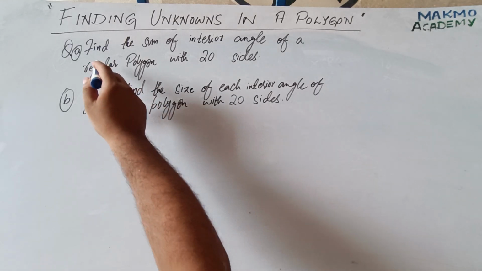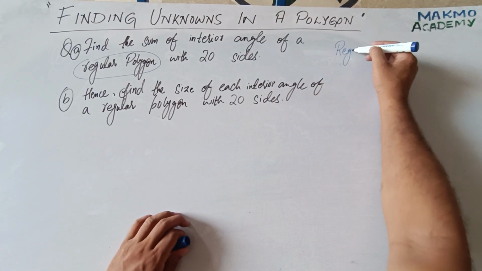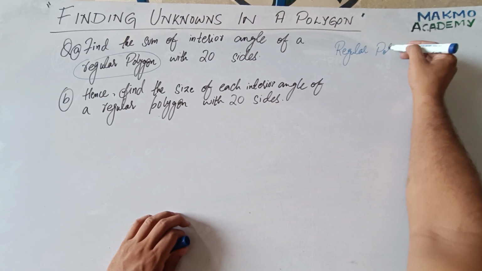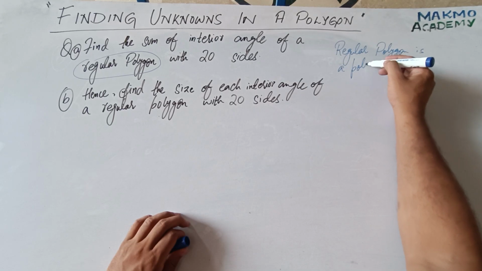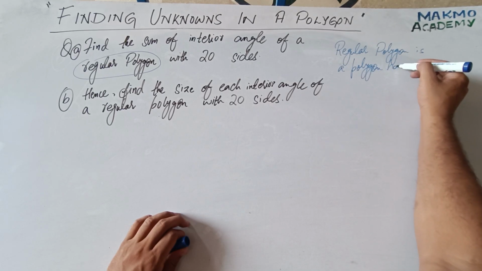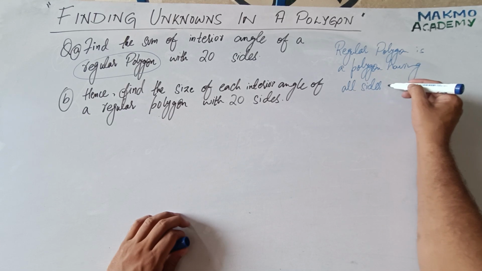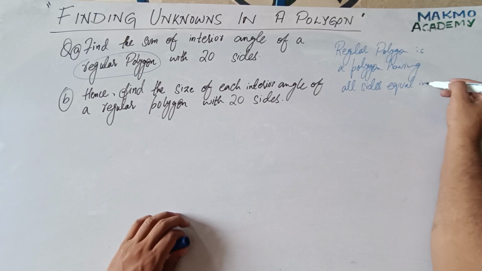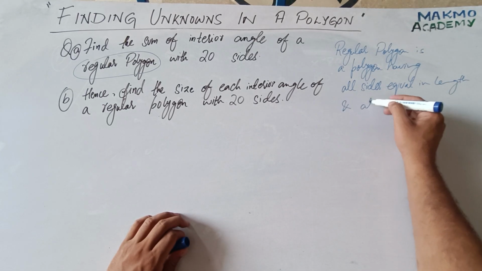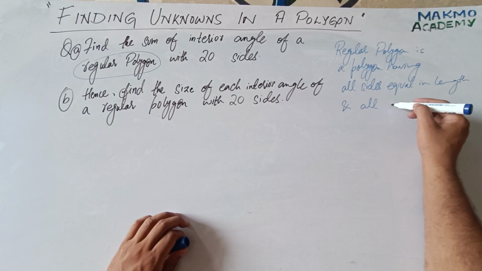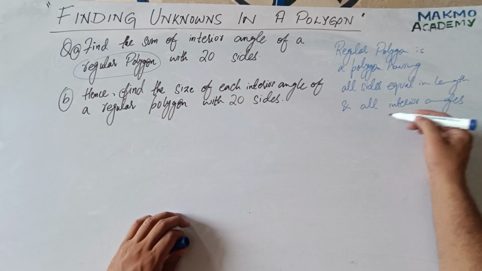First of all, what is a regular polygon? A regular polygon is a polygon having all sides equal in length and all interior angles are also the same.